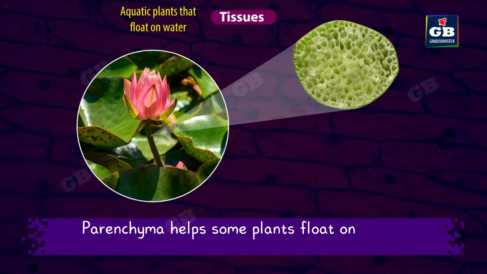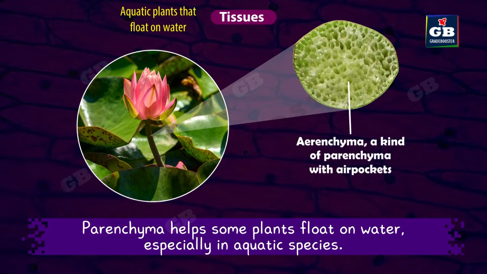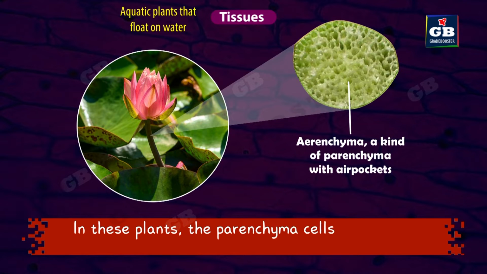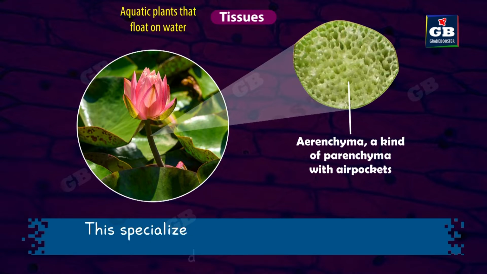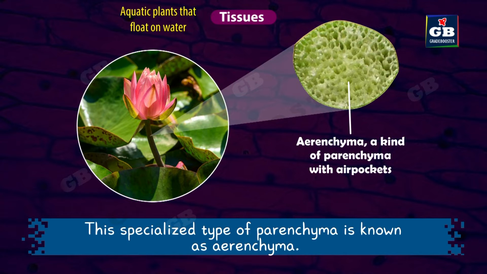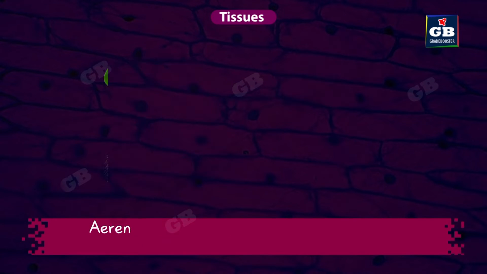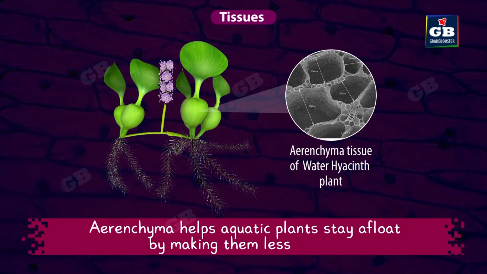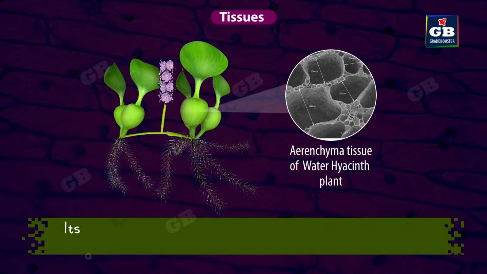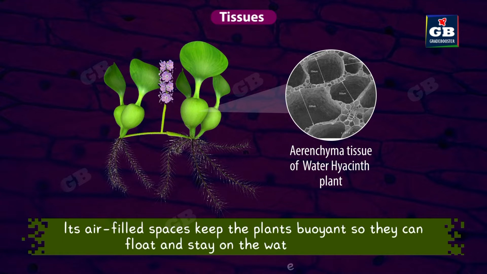Parenchyma helps some plants float on water, especially in aquatic species. In these plants, the parenchyma cells have large air cavities. This specialized type of parenchyma is known as aerenchyma. Aerenchyma helps aquatic plants stay afloat by making them less heavy. Its air-filled spaces keep the plants buoyant so that they can float and stay on the water's surface.